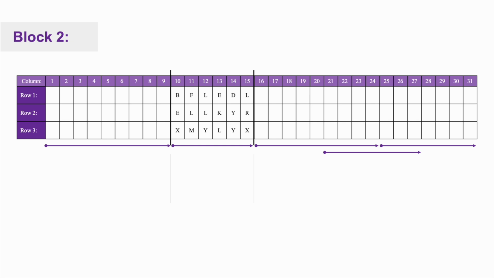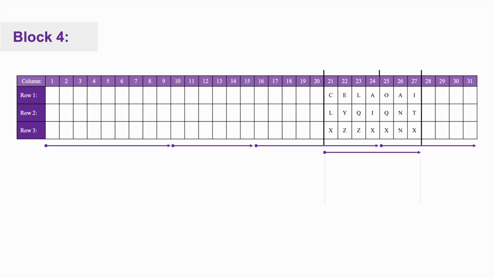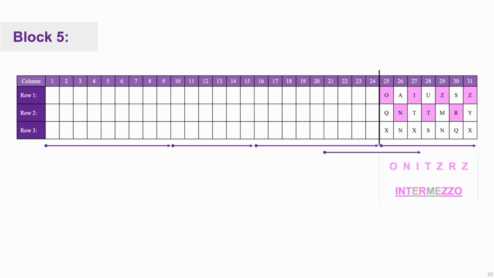Second block, Dorabella. Third block, as we've seen, Lady Alice. The fourth block, Alice's first name was Caroline. And then the fifth block, containing ZZ, intermezzo.